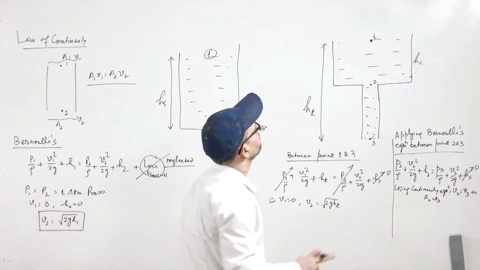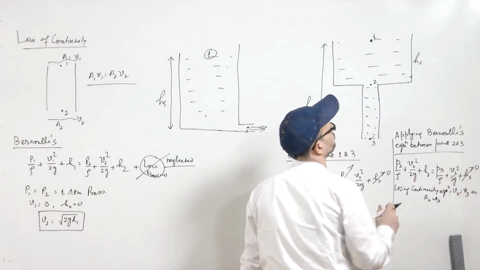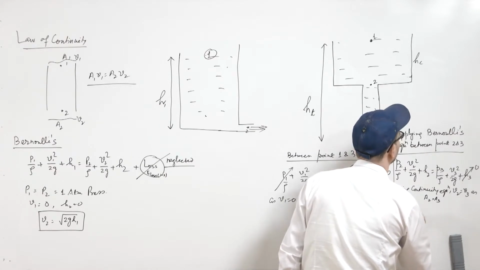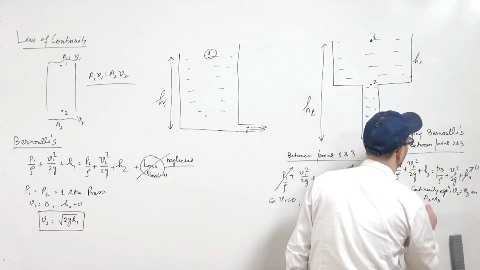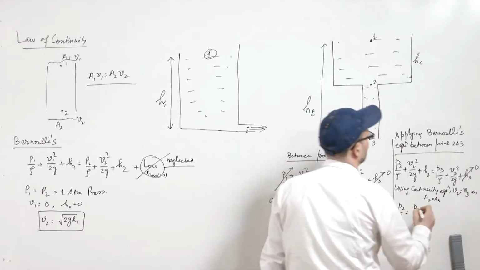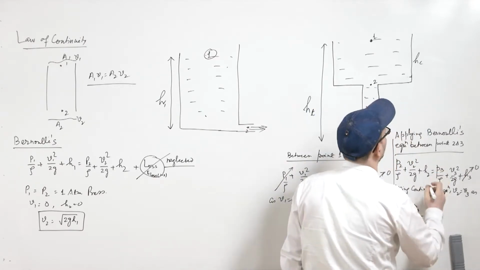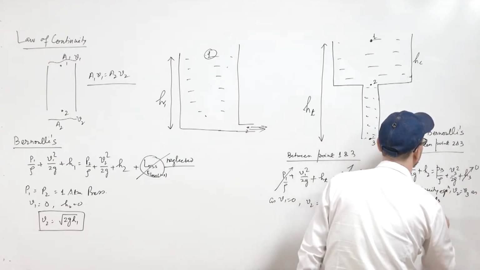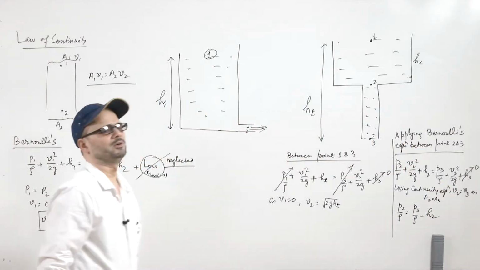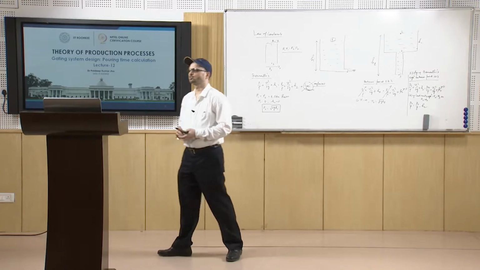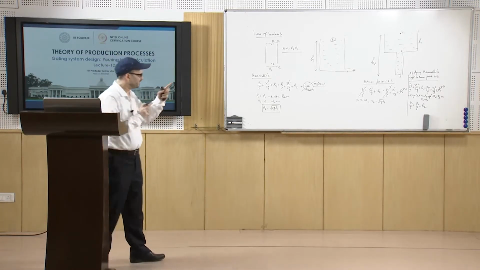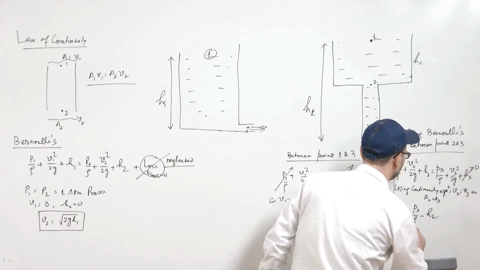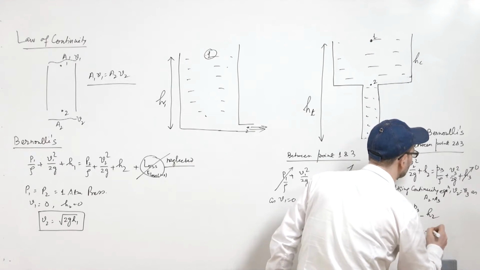So, once V2 becomes V3, you will have P2 by rho equal to P3 by rho minus H2. So, P2 will be equal to P3 minus H2 rho. So, that is what we get here. This tells you the result as P2 equal to P3 minus rho H2.